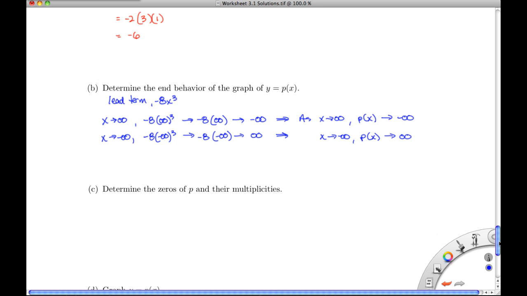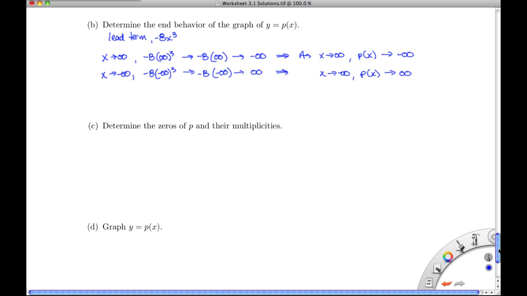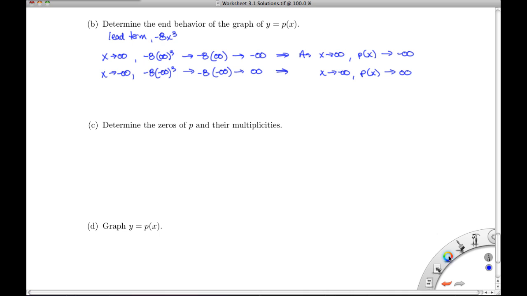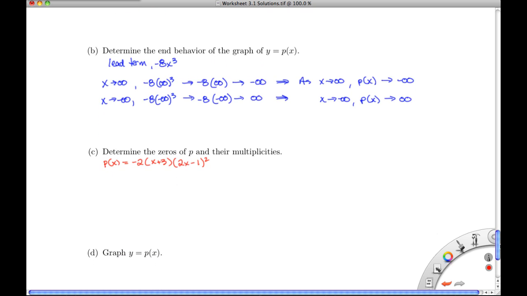Okay, so we're going to hold on to that because we're going to need that for the graph later. Next, we're asked to determine the zeros of our function and identify their multiplicities. So let's write up our function again, since it's kind of off screen now. It was p of x equals minus 2 times x plus 3 times 2x minus 1 quantity squared. Double check that. Okay, so there's our function.